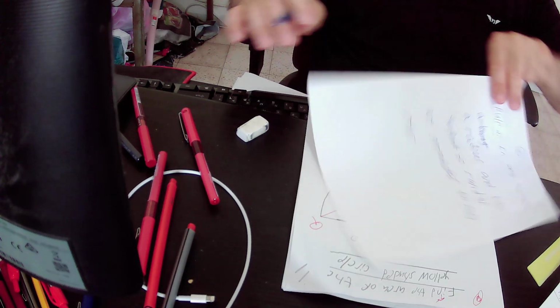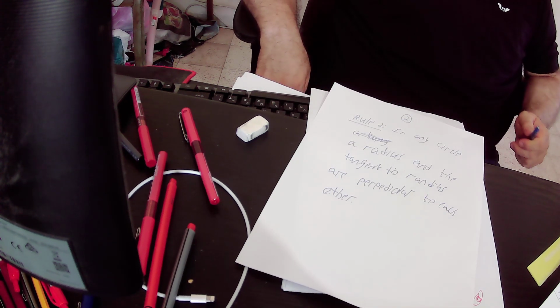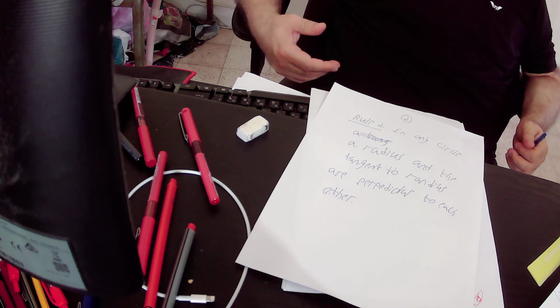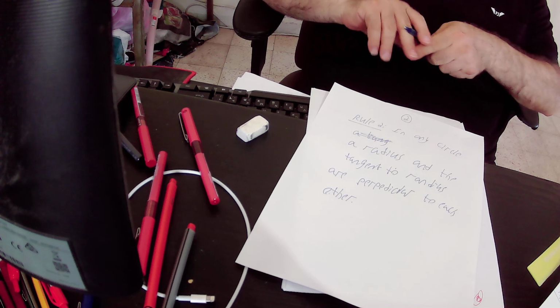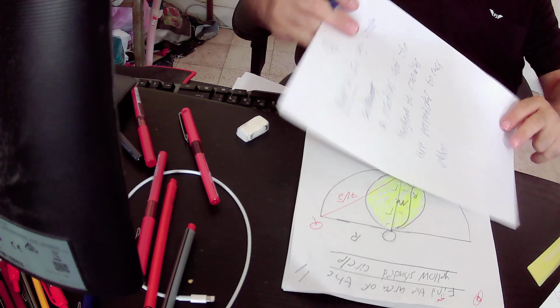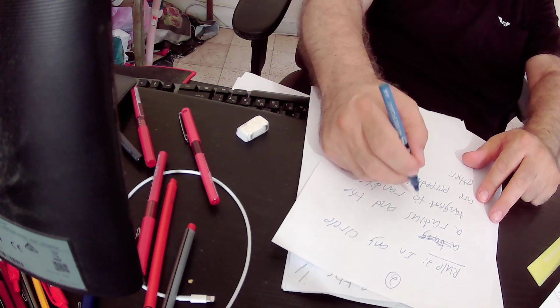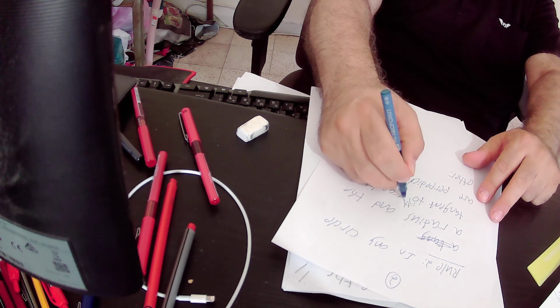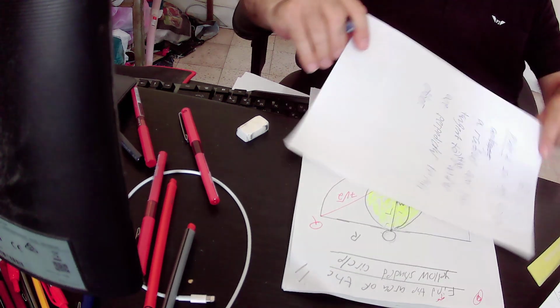So I will read it again. Rule number 2 states that in any circle a radius and the tangent to that radius are perpendicular to each other.